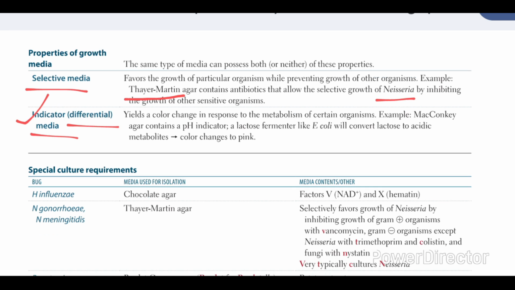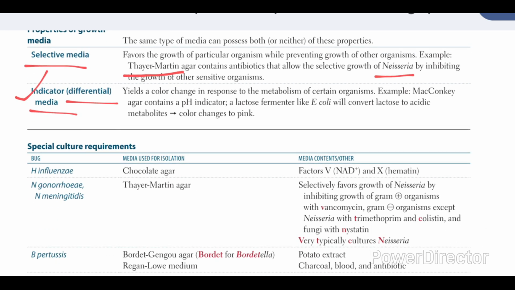Then we have the indicator media or differential media, which tells a possibility of a range of organisms that grow within particular characteristics. For example, E. coli is one of the few bacteria that are lactose fermenters, and all the lactose fermenters grow pink colonies on the MacConkey agar. So E. coli is one of them, but E. coli is not specific to the MacConkey agar.